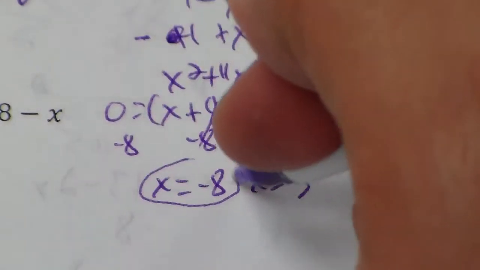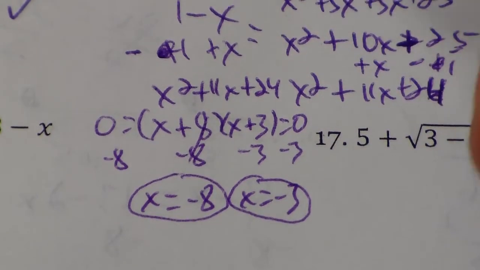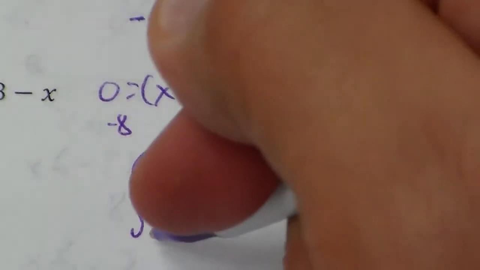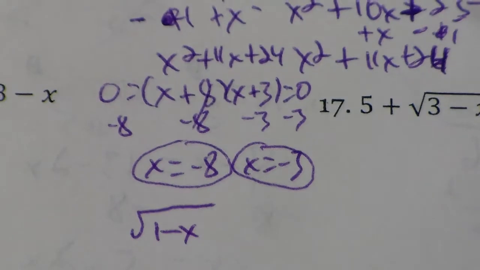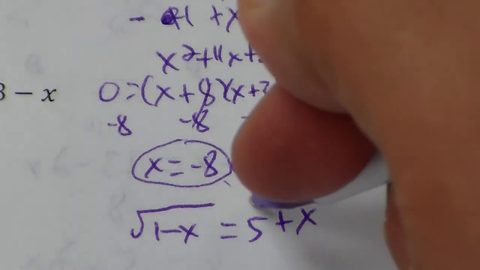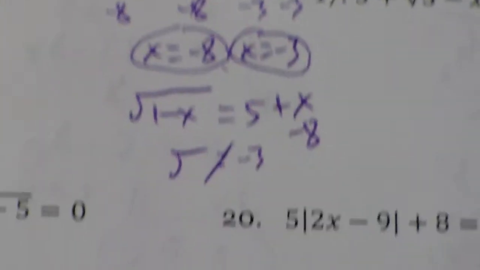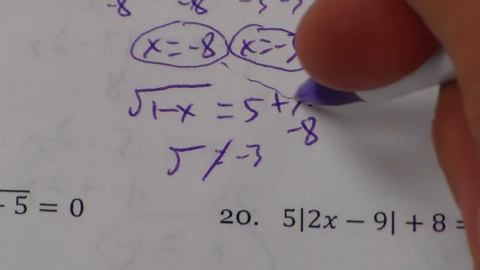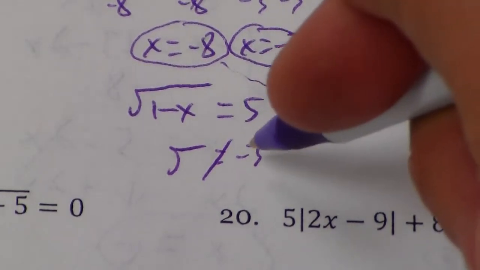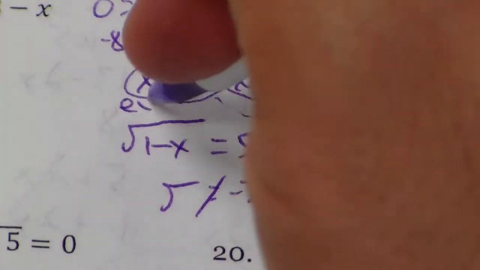So since I got some solutions there that are negative, that makes me think maybe one of them or both of them might be extraneous. So now we have to go back to the original and plug it back in. Well, we know a square root will never yield a negative number, and so when I see 5 plus x, when I plug in negative 8, 5 minus 8 is negative 3, and a square root will never yield a negative number. So we know that x equals negative 8 is extraneous.